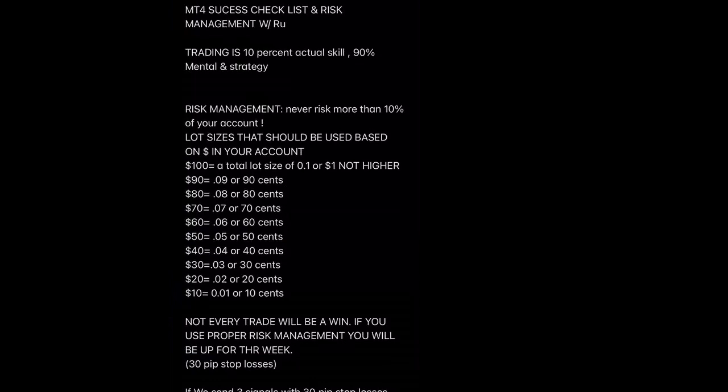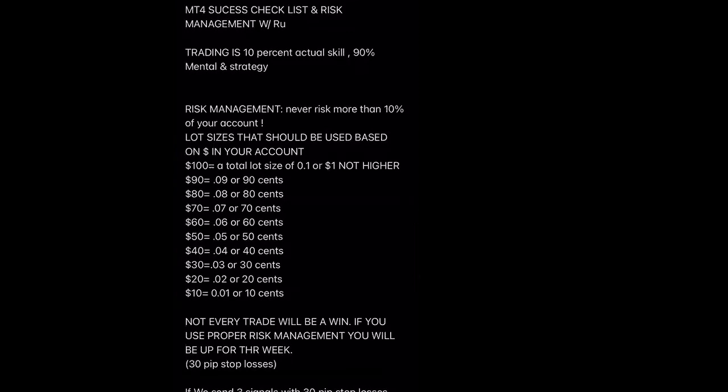So let's say you have $90 in your account. The highest lot size total that you should have is 90 cents, which is equivalent to 0.09, right? If you have $80, the highest lot size you should be using is a 0.08, right? And that's 80 cents. And like I said, that doesn't mean that you should have multiple trades open with 80 cents. The total should just be 80 cents.